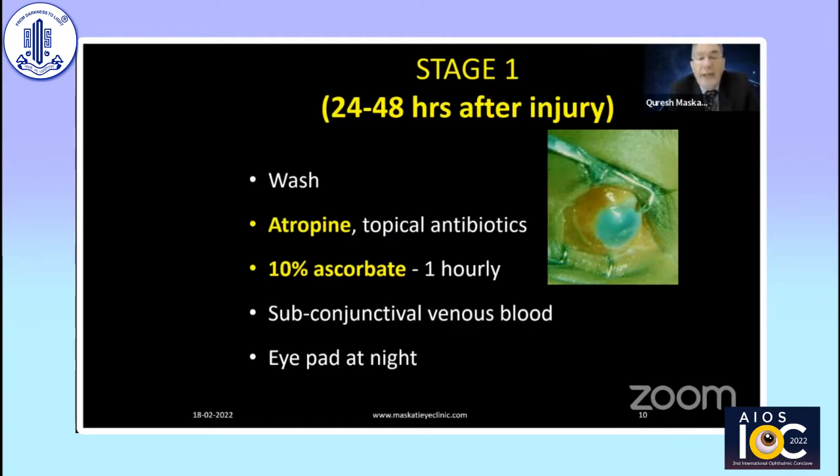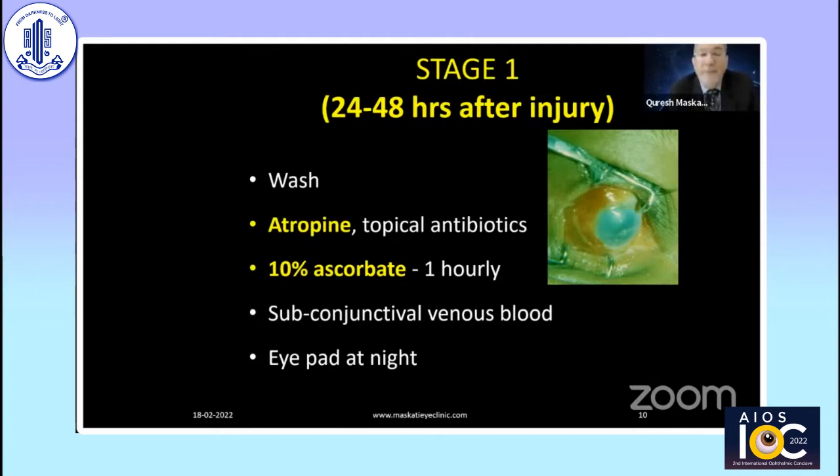Topical 10% ascorbate. If you have vitamin C injection available in your country, it is usually 10%. It is 500 milligrams in 5 ml in India, and I'm sure it would be the same in Sri Lanka, which is 10%. So you don't have to dilute, you don't have to do anything. Just empty a tear medication lubricant bottle, and in that empty sterile bottle, pour this liquid inside and let the patient put it 1 hourly. So no dilution, no concentration.